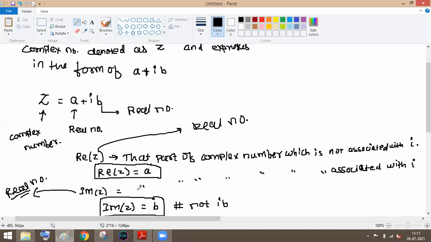Why is it called the imaginary part? Because that part is associated with the imaginary term, iota. That's why it is called the imaginary part. But it is also real. Everyone clear?